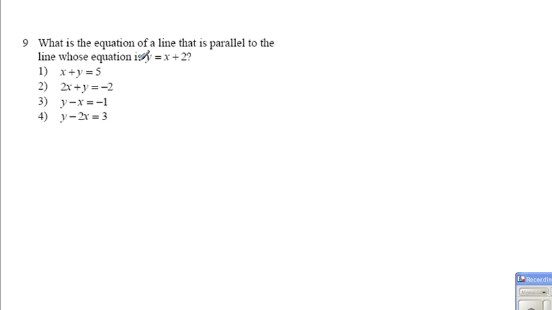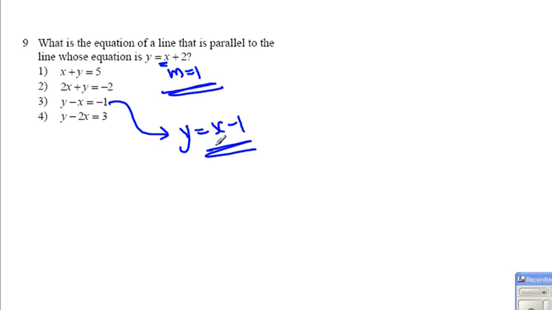Alright, next. Parallel means the slope here is equal to 1. The slope has to be the same. So I'm looking for another one that has the same slope. Here, as x goes over to the other side, the slope becomes -1. But here, as x goes over to the other side, our slope becomes +1 because this becomes y equals x minus 1. And that becomes our answer.